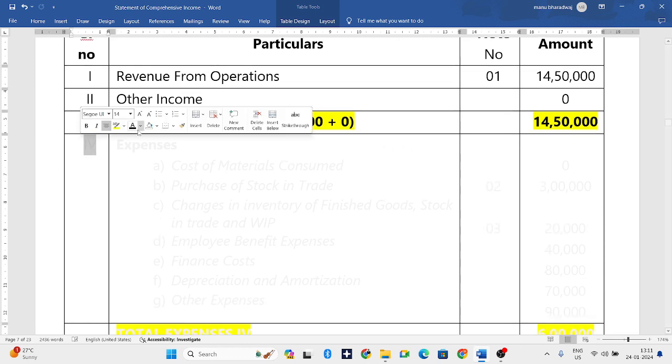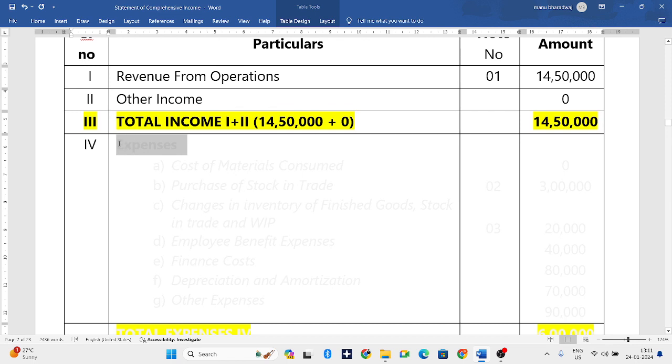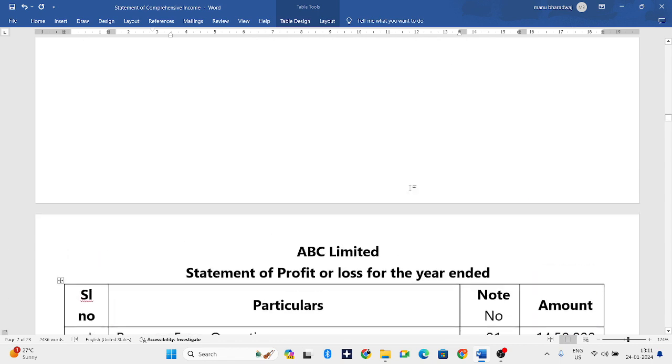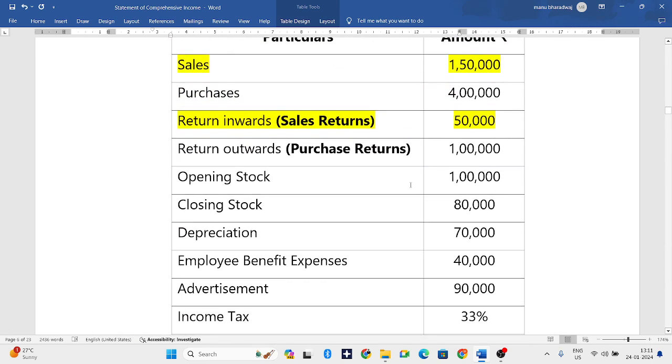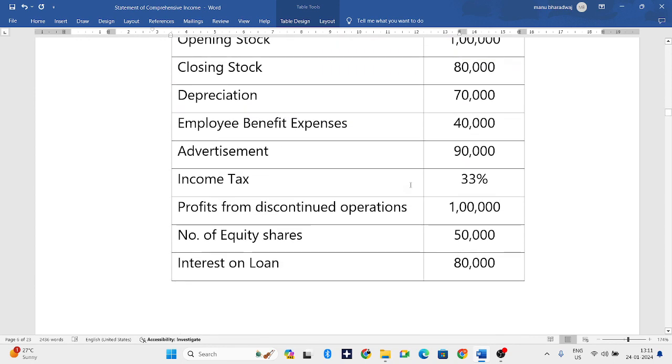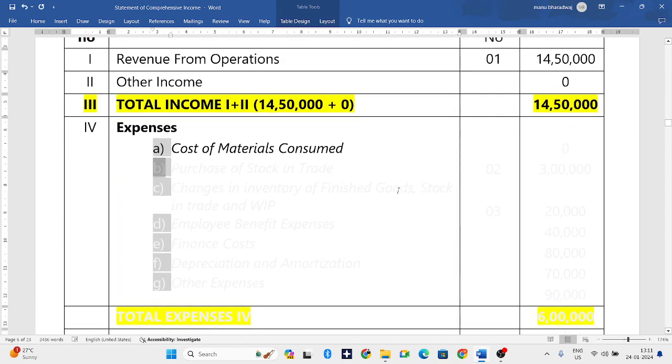Now the fourth component which we need to add is the expenses component. So we have 7 different types of expenses. The first type of expenses is cost of materials consumed. In the question, nowhere have they given cost of materials consumed. So we will consider it as 0. If nothing is given, we consider it as 0.